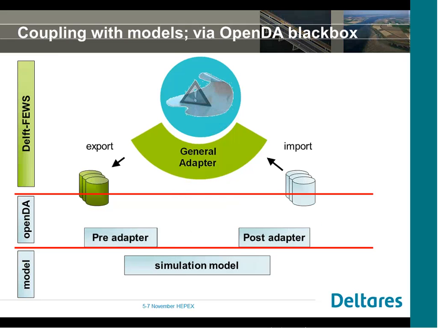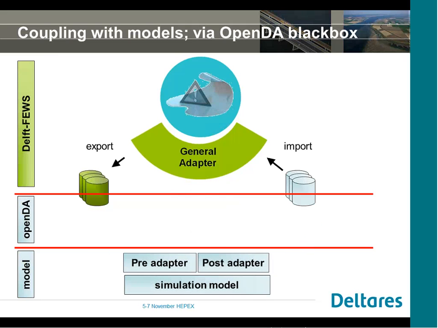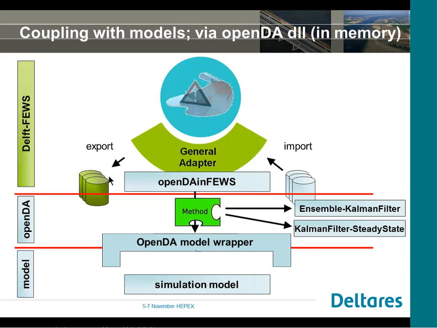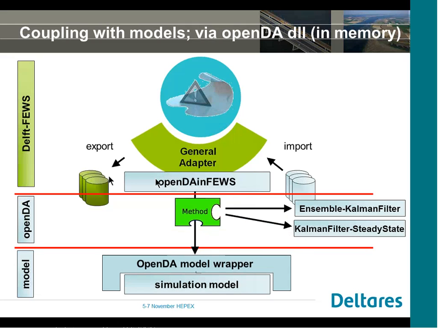If you now move to OpenDA, if we include the data simulation, this slightly changes. Basically, OpenDA takes over the role of the pre and post adapter, and the data comes from the system, and the method is then in control. And if you want to get rid of the conversion, you can do everything in memory with your simulation model and run it like this. And this is basically then a standalone application that is being executed and controlled from the Delft-FEWS platform.